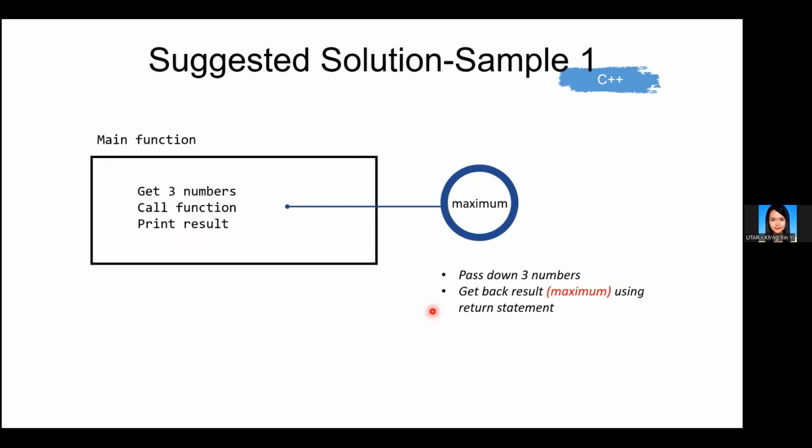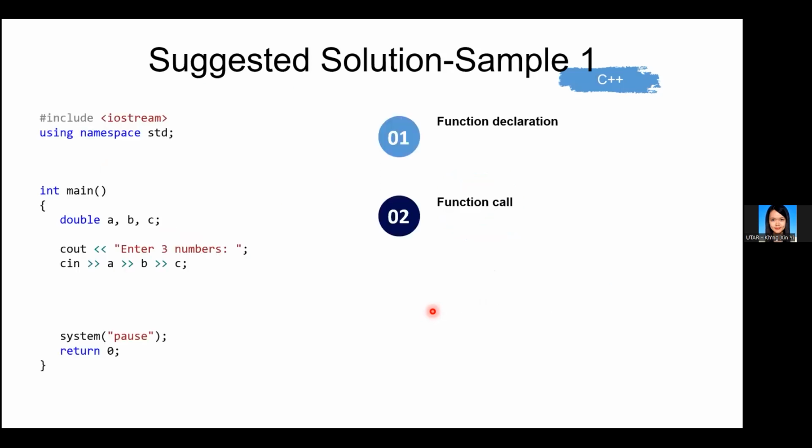If you want to create the functions in the program to solve the problem, of course, remember, we have to include the function declaration, function call, and also the function definition. So for this main function here, I have done declaring all the three variables here, and then I use a cin to get the inputs from the user for the A, B, and C. Now we start with the first one, function declaration. For function declaration, we have to decide what is the return type, function name, how many parameters we want to pass down to the function, what are the data types.